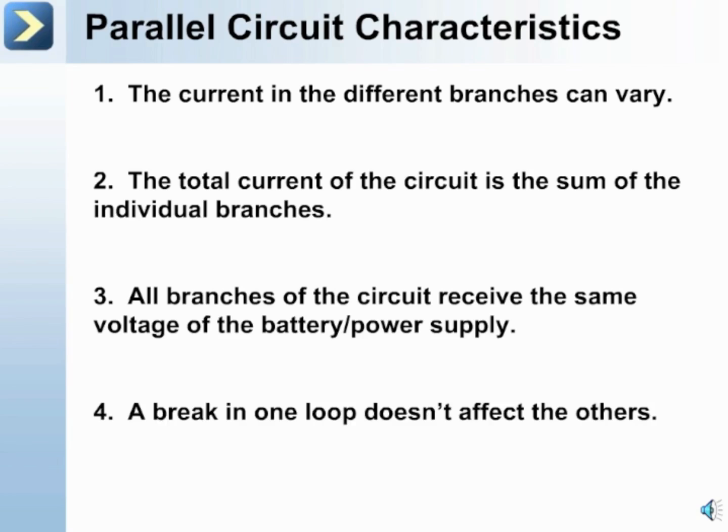And number 4. A break in one loop doesn't affect the others. And this is the greatest advantage of the parallel circuit. This is also why most Christmas tree lights now are wired in parallel, and also why your household wiring is parallel. Not only so that all your appliances get the same voltage that they're designed for, but also so that if one of the appliances is turned off, you don't have an interruption to your whole household circuit.